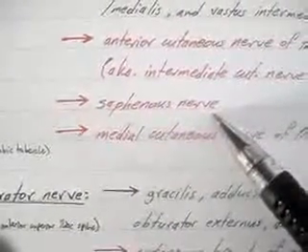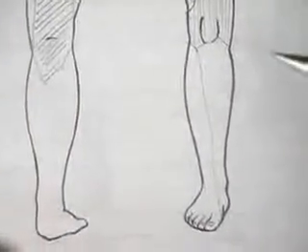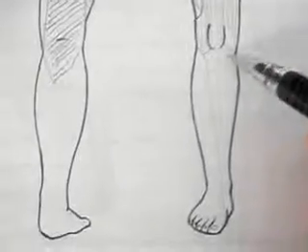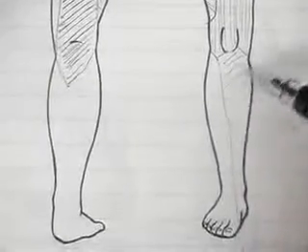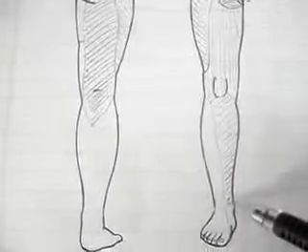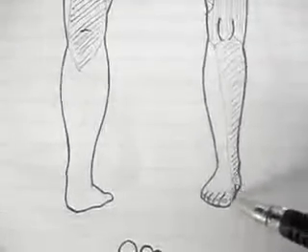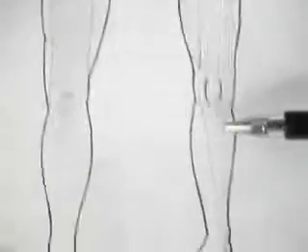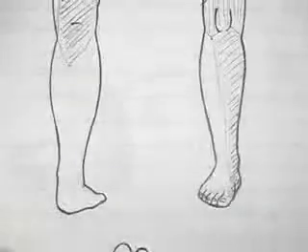The second cutaneous branch is the saphenous nerve. The saphenous nerve innervates the medial aspect of the leg and foot, so it is in this area here. Okay, we had anterior cutaneous nerve of thigh, saphenous nerve.